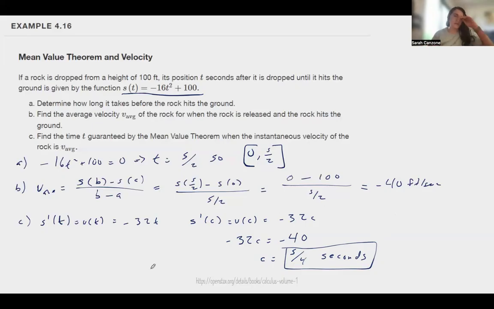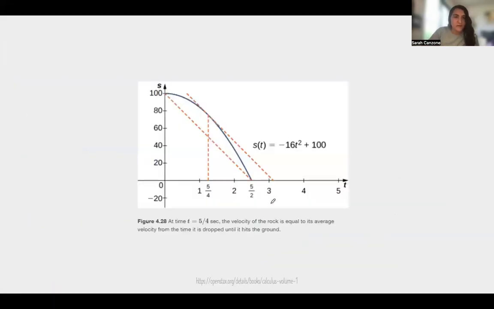So this is just the type of application that you can see when it comes to a mean value theorem question. All right, and this is the diagram of what I just went over. So we see that we start here, we end here. This is what we solve for. We see that at 5/4 of a second, this is the tangent line. This is the secant line. Those two lines are parallel. They have the same slope, which means they have the same derivative. So that's the guarantee of the mean value theorem.